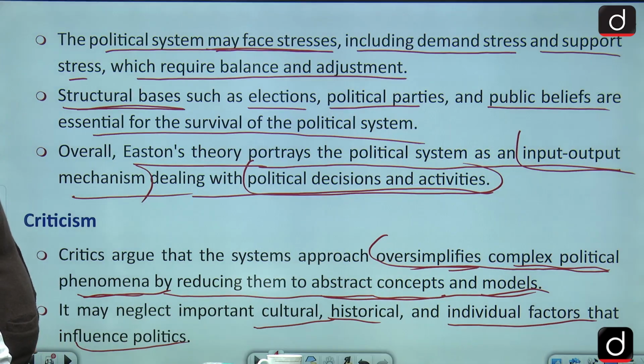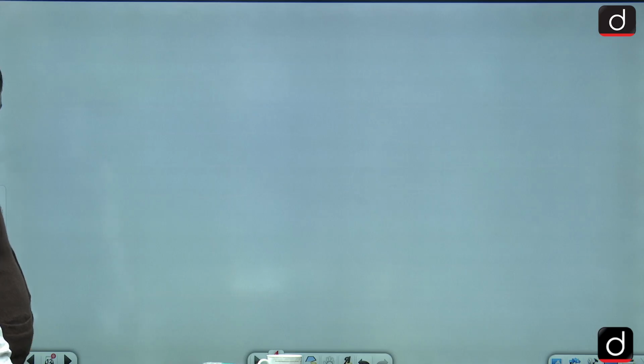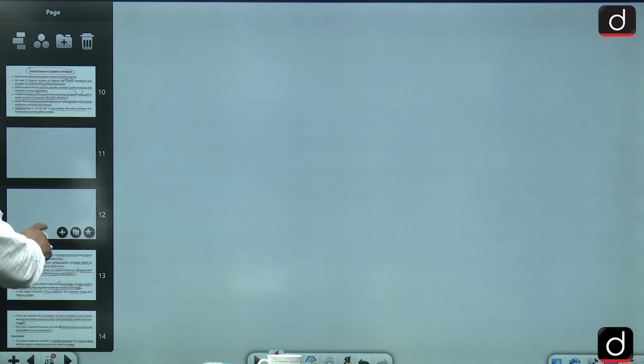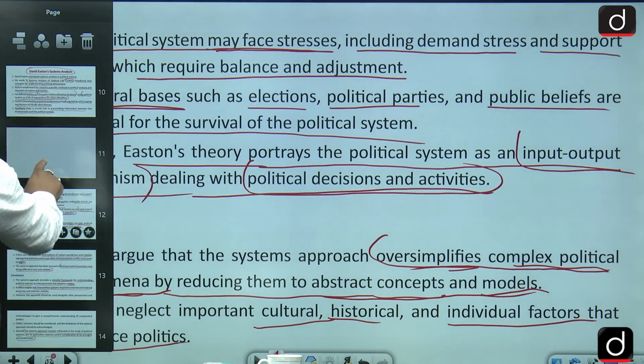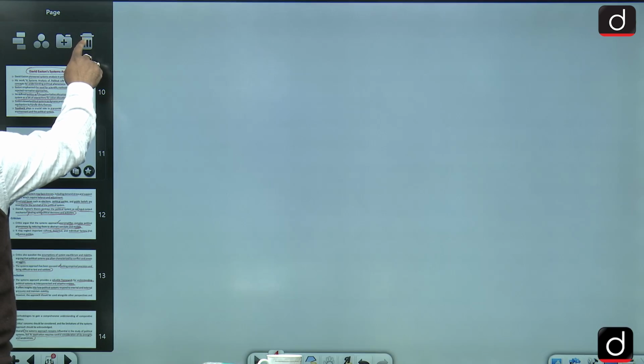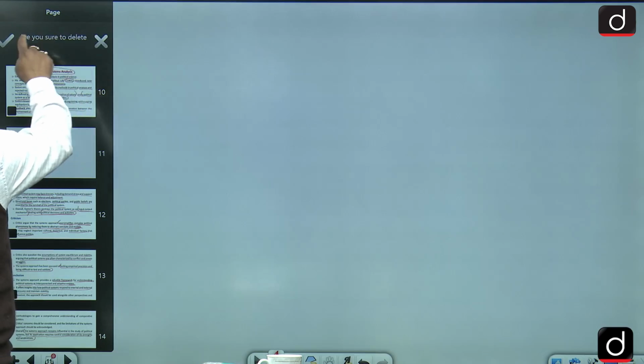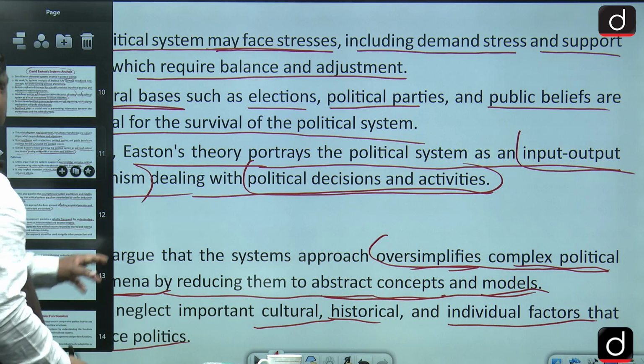Just a minute, I missed something. One thing, wait. To delete this page. Okay, yes.